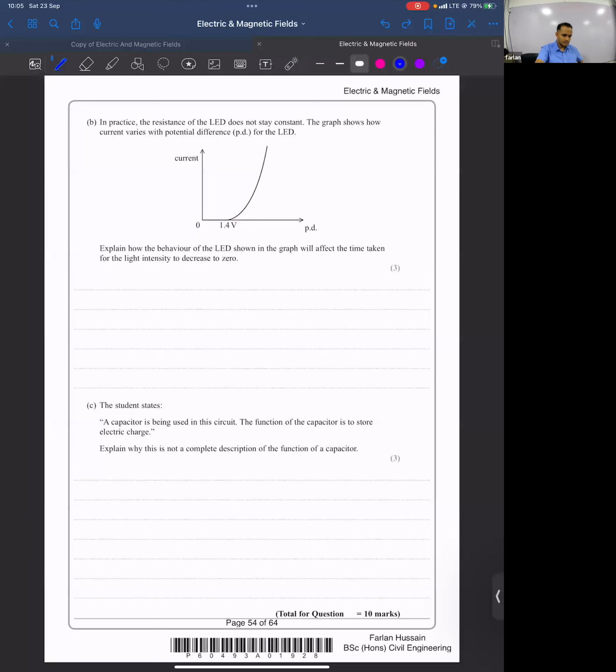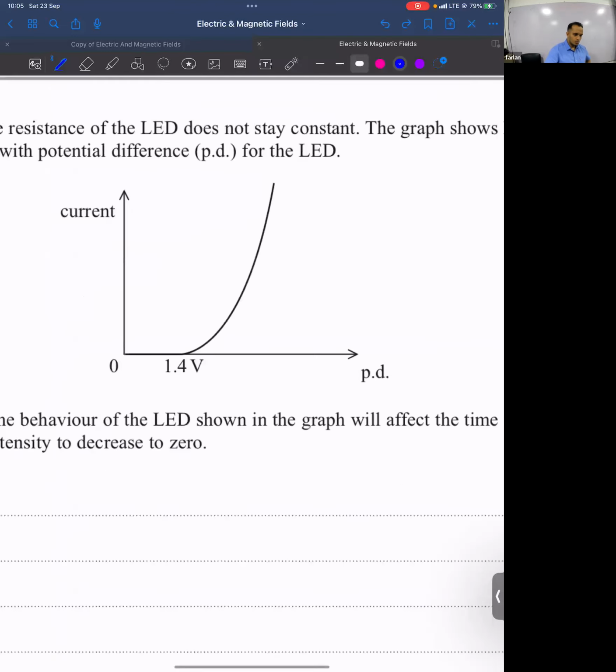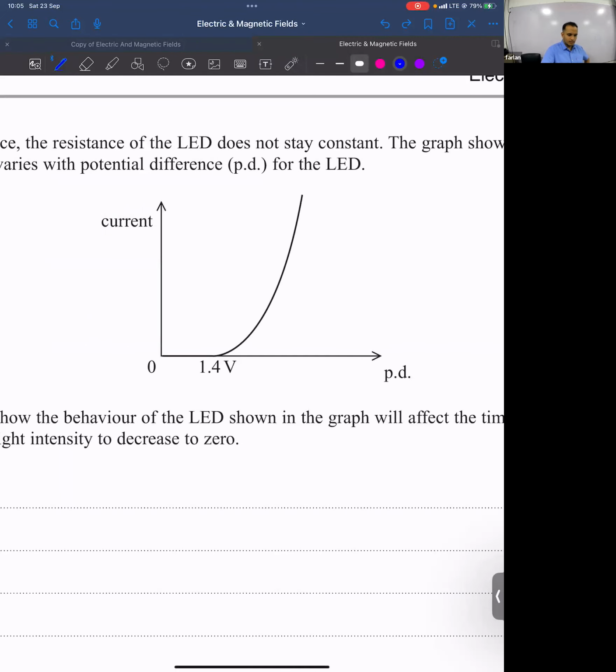Okay, guys, now listen. According to this current versus PD graph, listen to me. When the PD is increasing, what is happening to the resistance of the LED? Is it increasing or decreasing? When the PD is increasing, the resistance is decreasing. Do you understand that? Am I right?